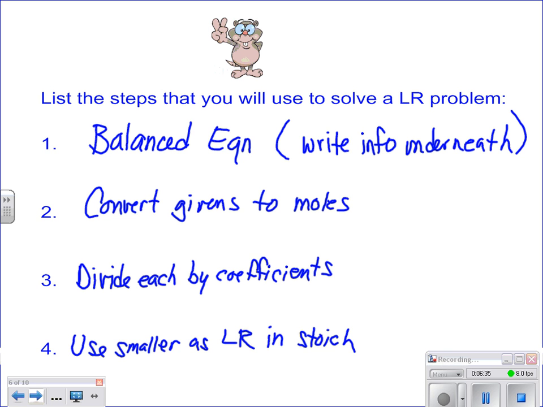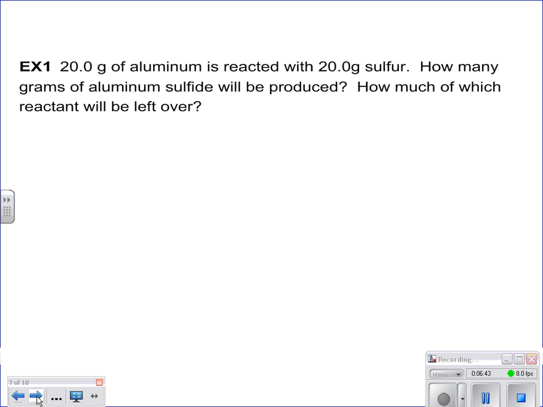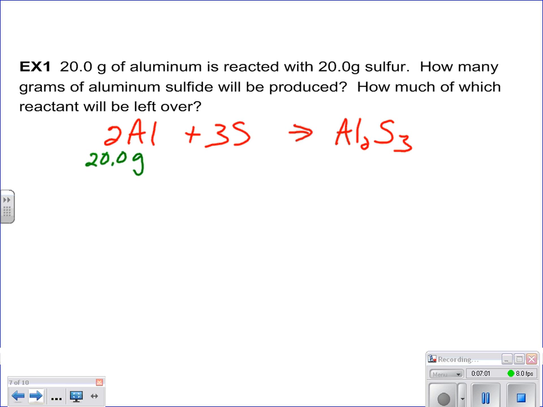So that is our list of steps that we're going to follow. It's not the only possible list of steps. There's another way to do this, and I'll probably show you that halfway through. So first example that we've got, we start off with some aluminum, add it to sulfur, and we get aluminum sulfide. Then we balance. We write information down underneath that says that we're starting with 20 grams of aluminum and 20 grams of sulfur. And the question is, how much of this aluminum sulfide in grams will be produced? And then we've got another question in there as well.